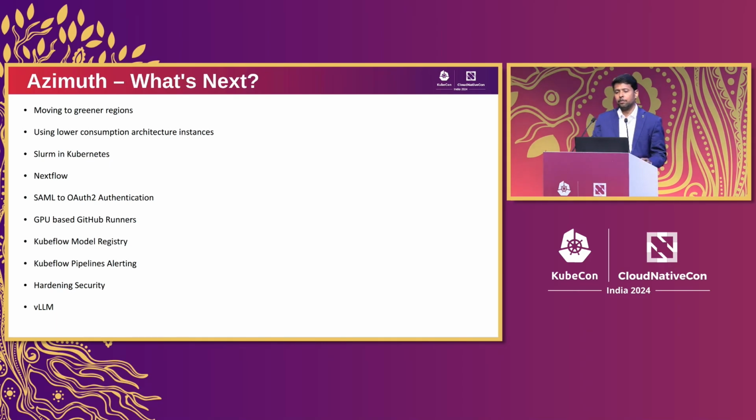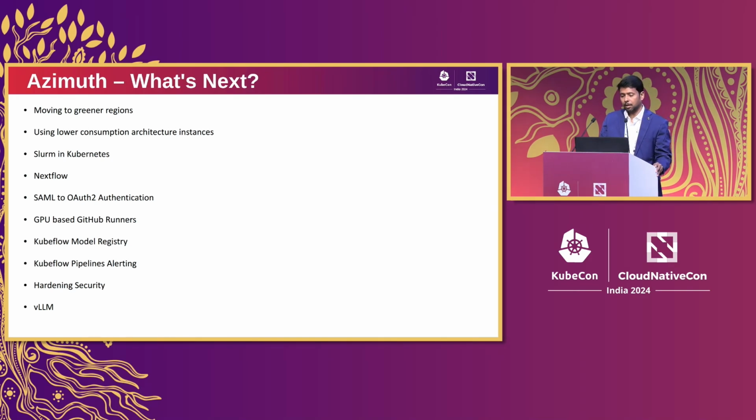one of the strategies of AstraZeneca is ambition zero carbon. So we are planning to move the Kubernetes cluster to greener regions and to use lower consumption architecture like ARM-based instances. We are also planning to enable HPC, high performance computing. We have decided to use Slurm and Kubernetes. Last month they open sourced a framework called Slinky, so we are planning to use that.